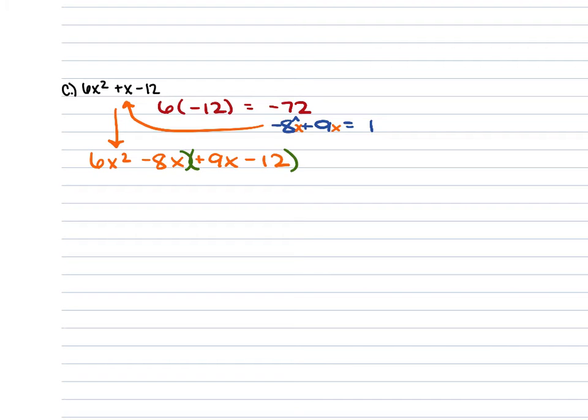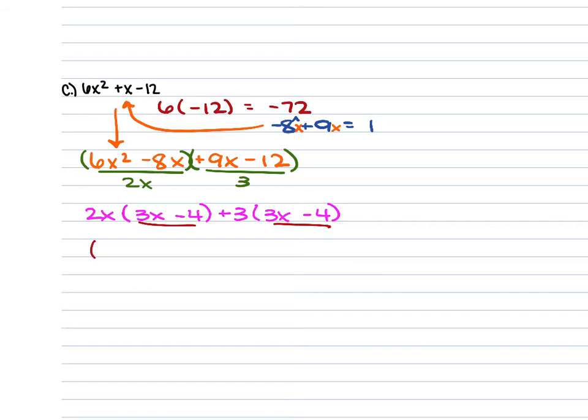Parentheses are on the first two, parentheses are on the last two. Factor out a 2x from the first set of parentheses, factor out a 3 from the second. This leaves us with 2x times 3x minus 4 plus 3 times 3x minus 4. Your two parentheses are the same, so this leaves us with 3x minus 4 times 2x plus 3.